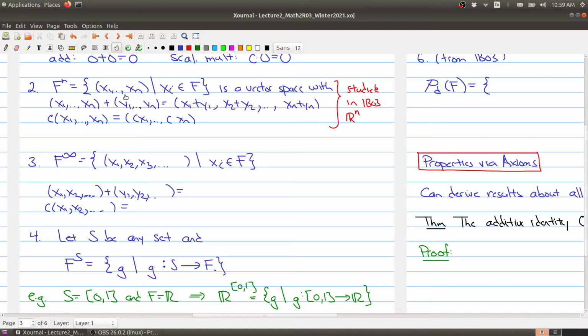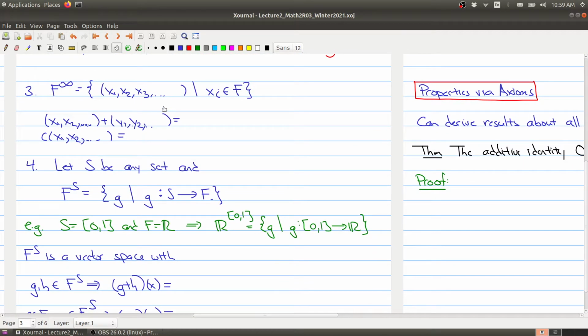Now, n in this example was finite, but there's nothing stopping you from taking an infinite list: x1, x2, x3, and just keep on going forever. That's why we have F^infinity here. We can make this into a vector space by defining addition and scalar multiplication in the following way. You take these infinite sequences and add them entry-wise: x1 plus y1, x2 plus y2, and so on for each entry. The same goes for scalar multiplication: we multiply each entry in this infinite tuple by the constant. You can then check that with these two rules, F^infinity is a vector space.